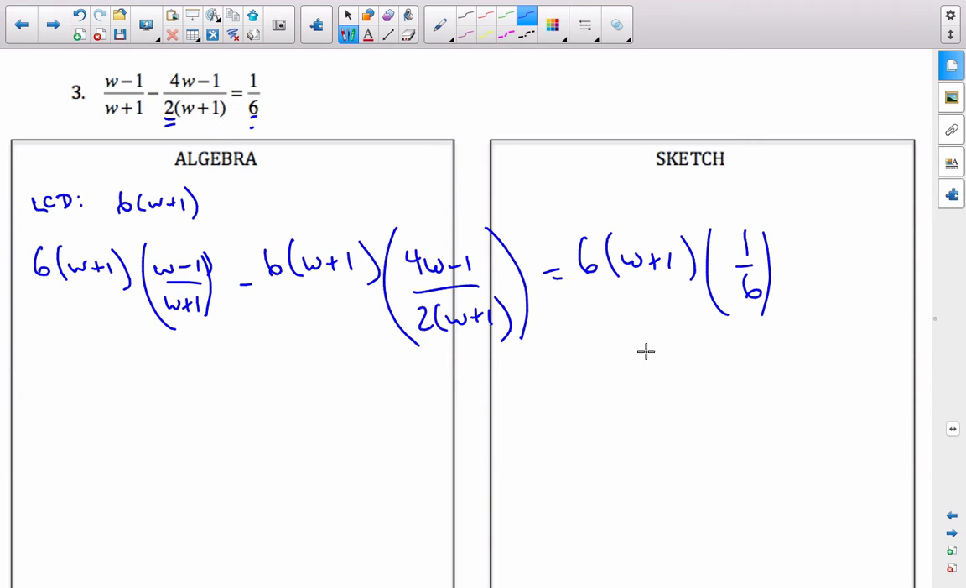Okay, that's key. Now I'm going to do some canceling out here. I'm going to cancel out w plus 1 and w plus 1 because that's equal to 1. I'm going to cancel out a w plus 1 and a w plus 1. And the 2 becomes a 3 because I'm canceling out the 2's, 3 times 2. And then finally the 6's.